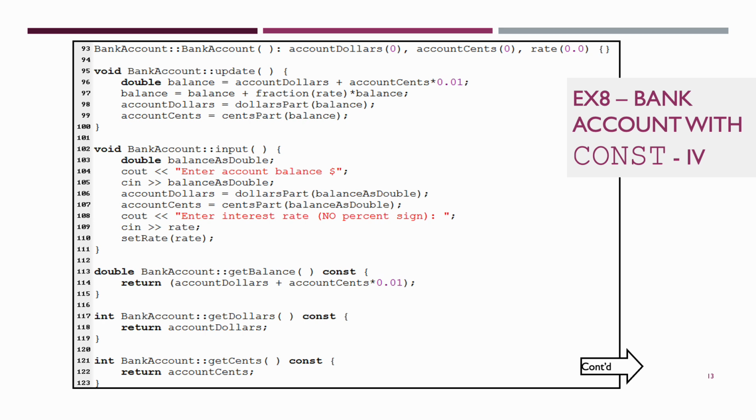Now the input method. It is designed to gather input from the user, asking for the account balance and interest rate. The user is prompted to enter the account balance as a double. The balance is then broken into its dollar and cents components using the dollars part and cents part functions.